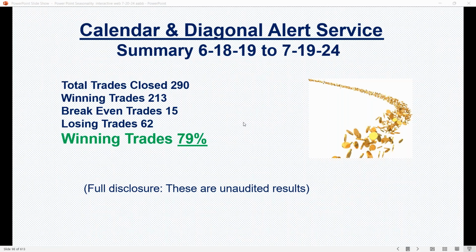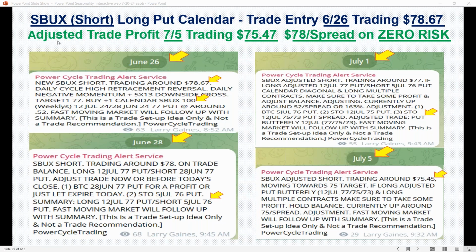But that was one we just did recently. But here's some other ones. Here's one that we had set up not very long ago. This was on Starbucks. This one turned out really good. So we entered this one as a put calendar diagonal on the 26th, and then we adjusted this trade into a free trade. So we adjusted this into a butterfly. So I'll just briefly go through how we did this.